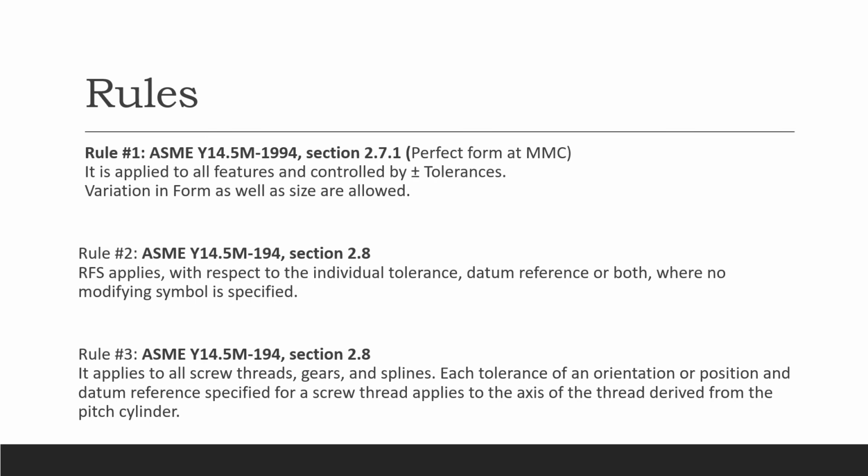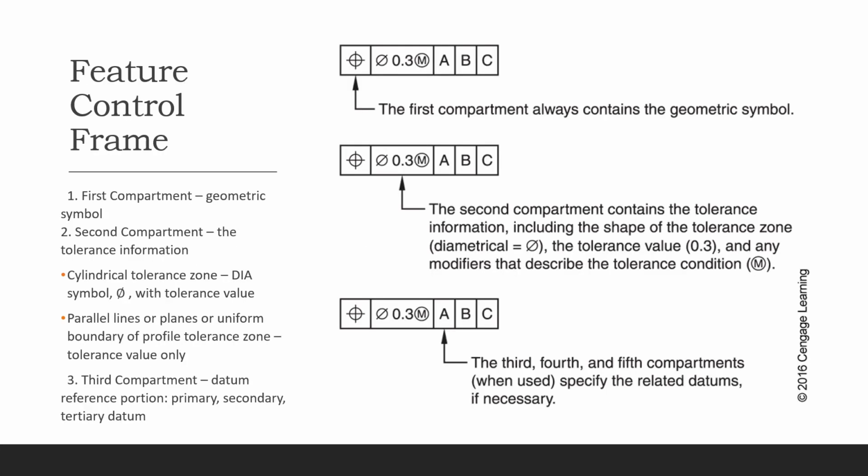The rules are like that. We heavily concentrate first on material condition. The second one is regardless of feature size, and the third one is screws, gears, and splines, because they have different characters, so you can't mix the rules. Anyway, that's about the rules. Let's go to the next one.